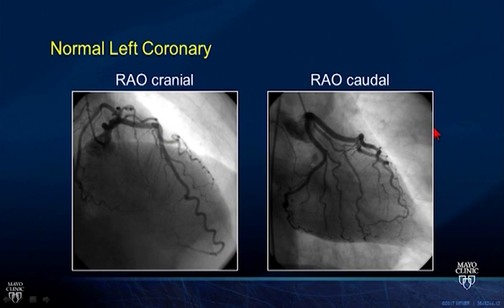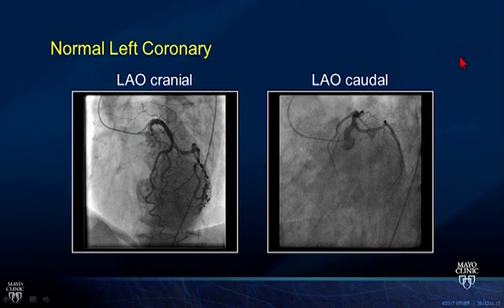And the same patient with an AP caudal view, you can see AP caudal helps open up the circumflex, so it's a good view for the circumflex and proximal LAD, whereas the AP cranial is a good view to see the proximal, mid, and distal LAD primarily, whereas the circumflex is relatively foreshortened in the AP cranial view.